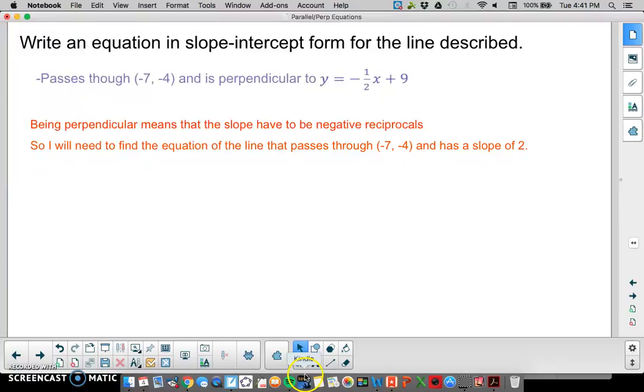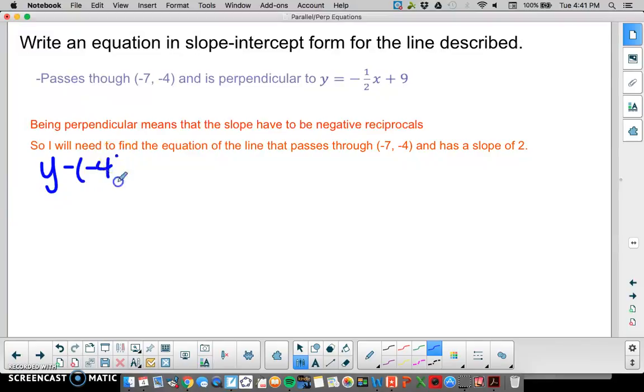So I'm going to just find the equation of the line through negative 7, negative 4 with a slope of 2. So I have y minus negative 4 equals 2 times x minus negative 7.